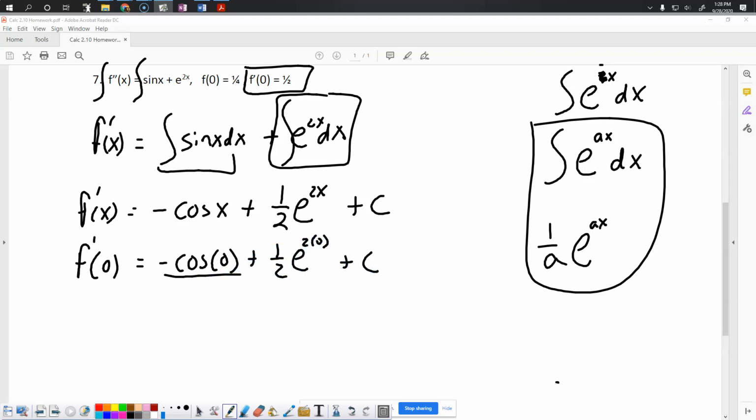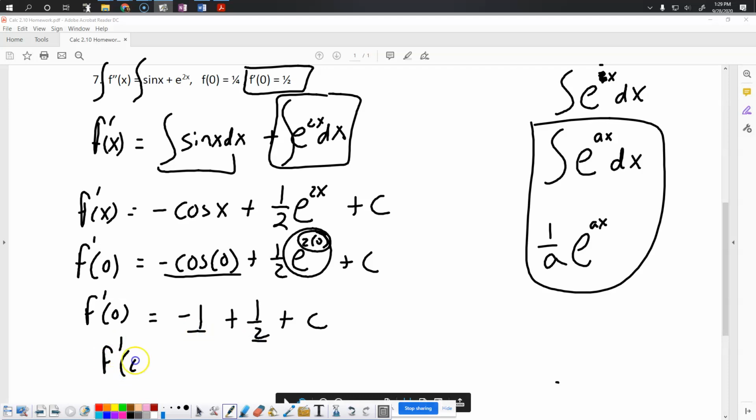Now cosine of 0, we have to know what that is on our unit circle. 0 is at the extreme far right of the unit circle. Cosine is the x value, so the extreme far right x value is 1. And since there's a negative in the front, it's going to be -1. Anything to the 0 power is 1, so it's just going to be 1 again, and I end up with a half. If you have -1 and you add a half to it, you're going to end up with a -half.